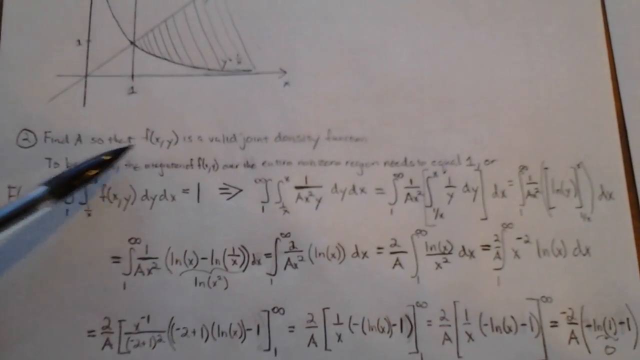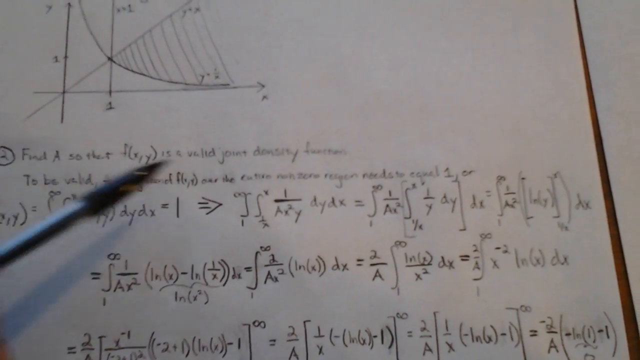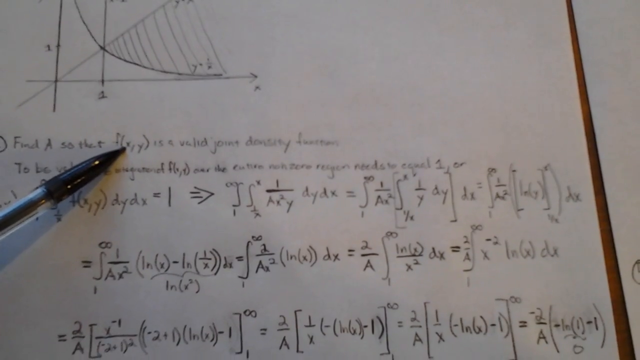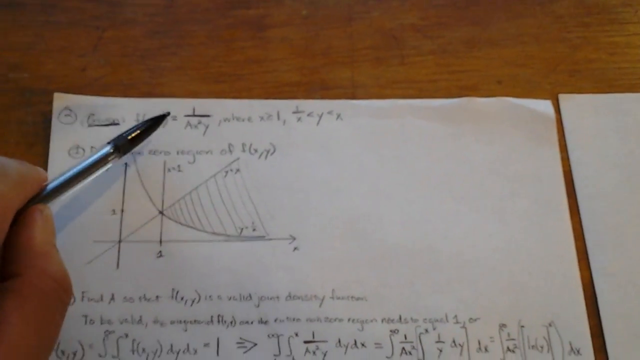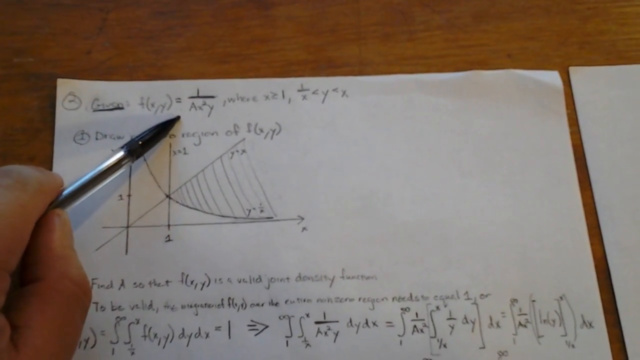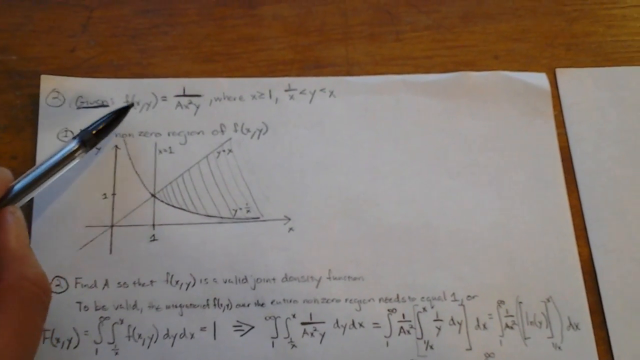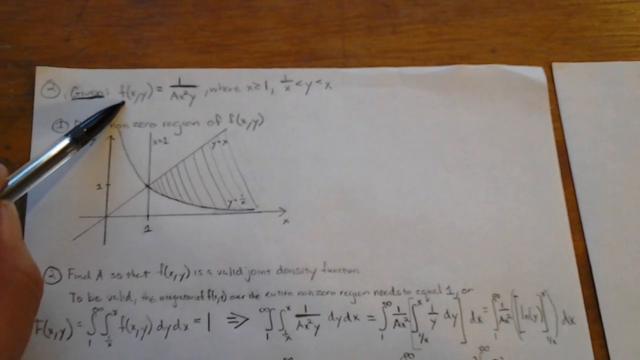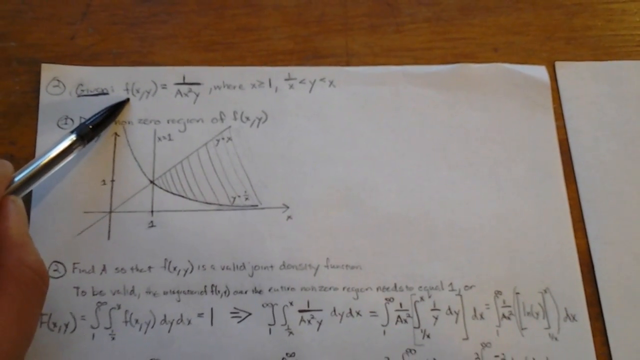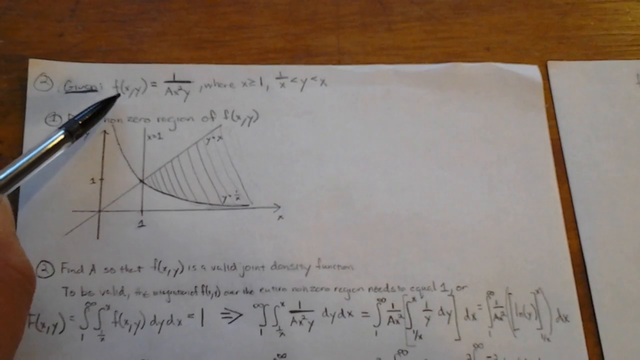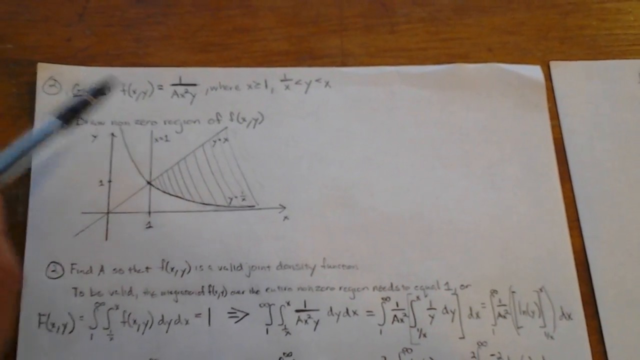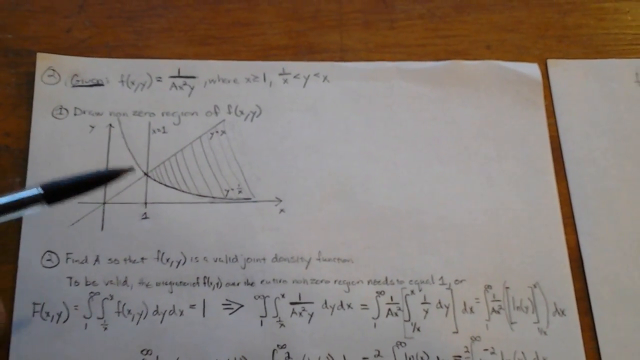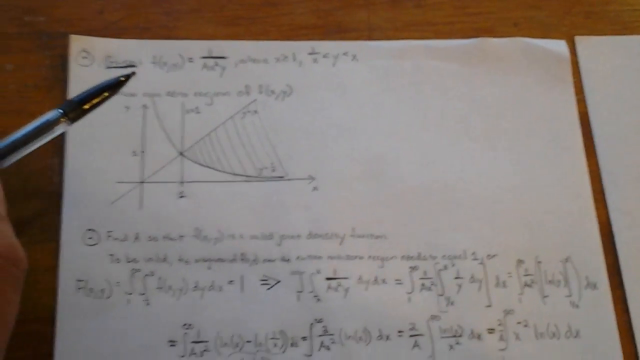So that's part 1. Now, part 2 asks us to find a, basically, so that this ends up being a valid joint density function. So how do we do that? Well, what do we mean by having a valid joint density function? It means that the corresponding distribution function, the big F of xy, if we integrate it over negative infinity to positive infinity, is going to be equal to 1.